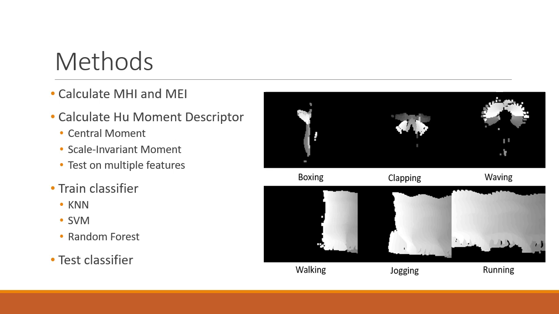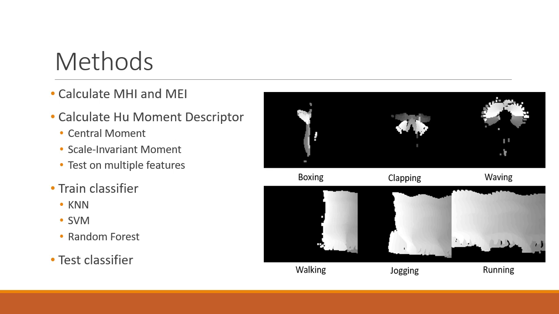We can then pass those MHI, those static images, into a Hu moment descriptor calculation, where we calculate our central moments and our scale invariant moments. This will give us a feature vector of shape unique identifiers. We can use that feature vector to train a classifier.